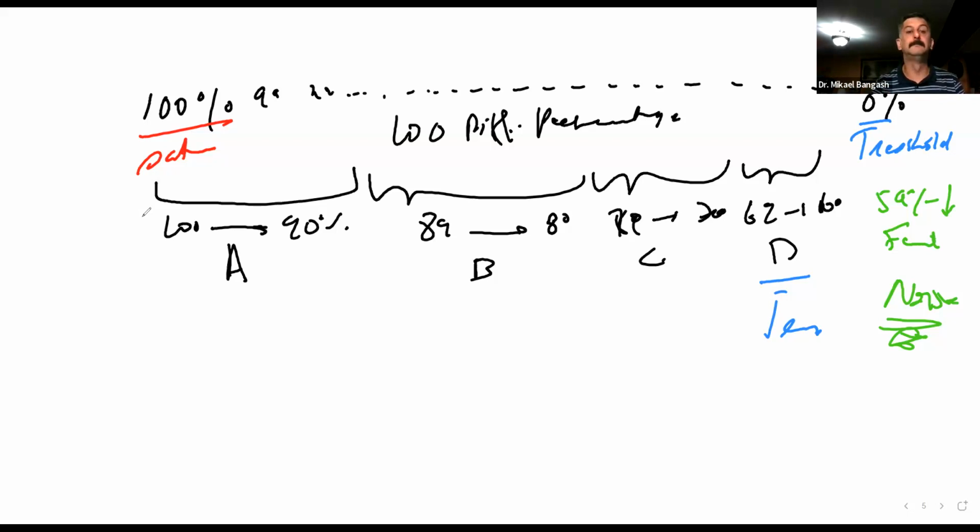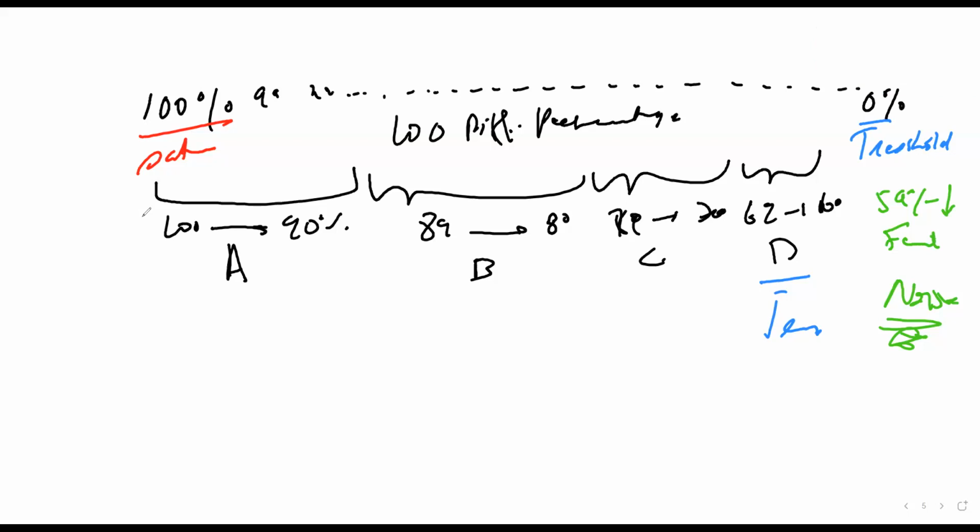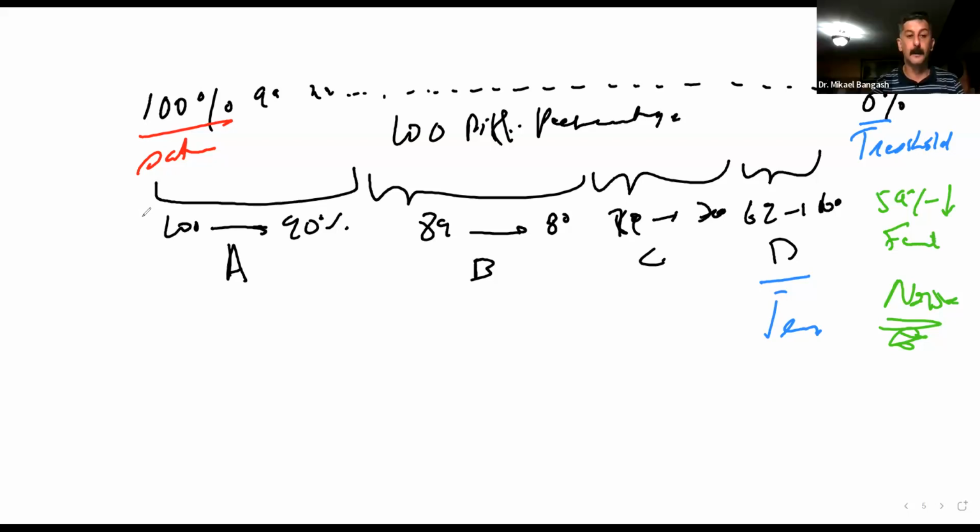Did that make sense? Yes. Clear? Okay. Now we can go into A's. 100% will be A plus. 99 to, let's say, 96 would just have been plain A. And then from 96 to 90 would have been A minus.